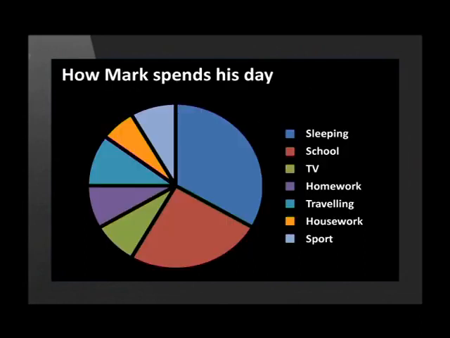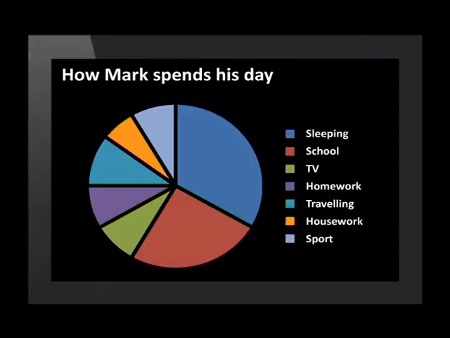Let's take a look at a pie chart. The heading reads, "How Mark Spends His Day." This tells us that the pie chart represents the amount of time spent on each activity in Mark's day. I want you to think about this for a moment. What is the logical number of parts in a day? 24 is the number of hours in one day, so let's say that Mark's day was divided into 24 parts.